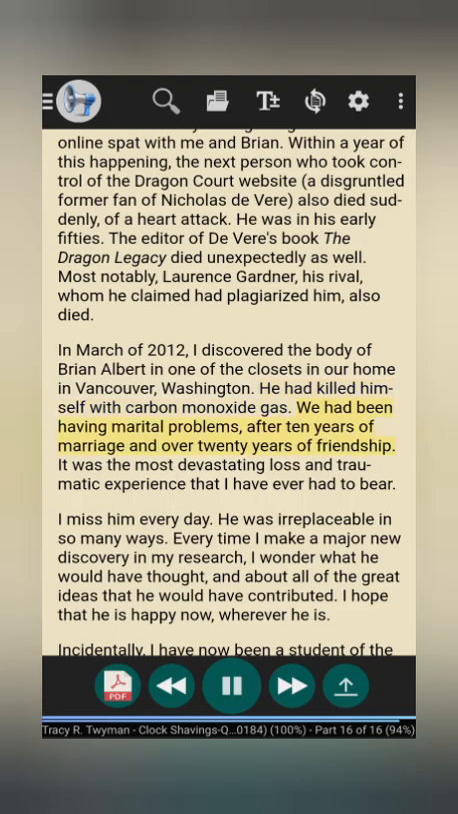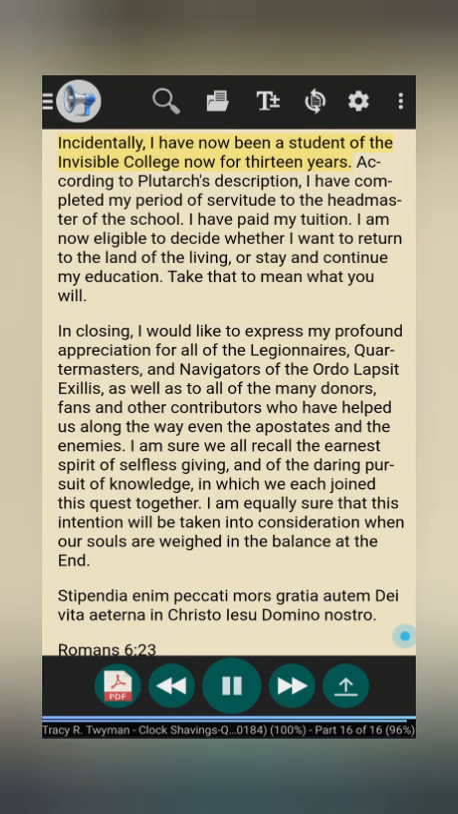We had been having marital problems after 10 years of marriage and over 20 years of friendship. It was the most devastating loss and traumatic experience that I have ever had to bear. I miss him every day. He was irreplaceable in so many ways. Every time I make a major new discovery in my research, I wonder what he would have thought, and about all of the great ideas that he would have contributed. I hope that he is happy now, wherever he is.